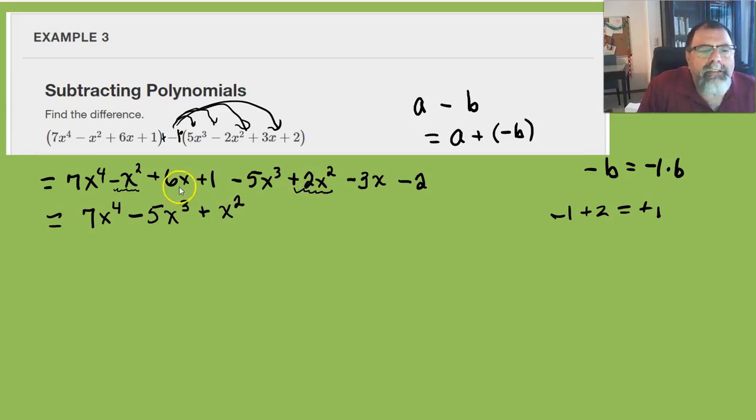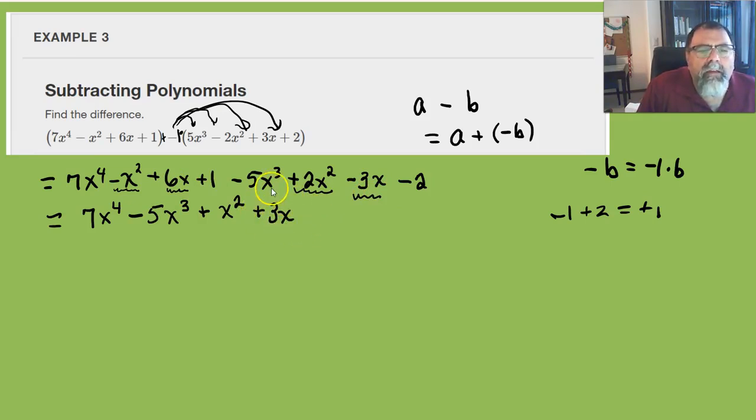Okay, now on to x's. So again, descending order: 4, 3, 2. Now we're going to do x to the 1st. So we got the plus 6 and minus 3. Plus 6 minus 3 would be positive 3.